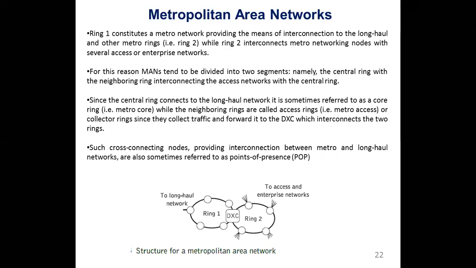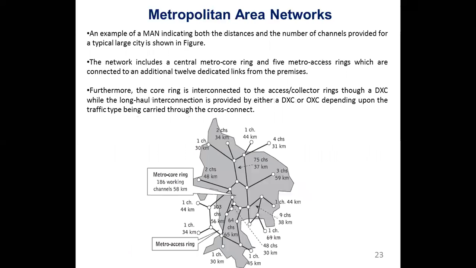a core ring or metro core, while neighboring rings are called access rings because they connect to the enterprise. Such cross-connecting nodes providing interconnection between metro and long-haul networks are also known as point of presence. So these are various terminologies which can be used in a MAN. An example of this MAN is shown in the diagram.